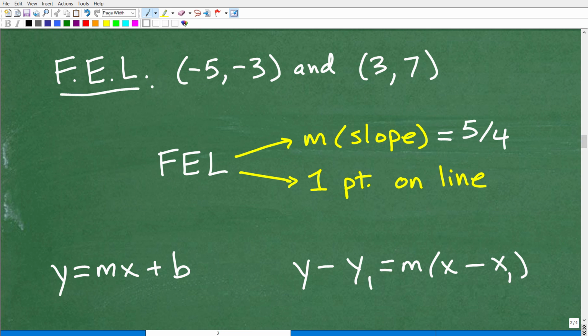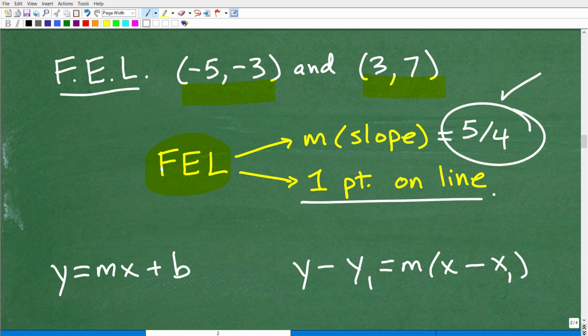So again, we need to still find the equation of a line that passes through these 2 points, and to find the equation of a line, we needed the slope and at least 1 point. So now we have the slope. The slope is 5/4, so that's good. And we need at least 1 point. It's on the line. We have 2 points here that are on the line. So it's really up to you on which point you want to use.